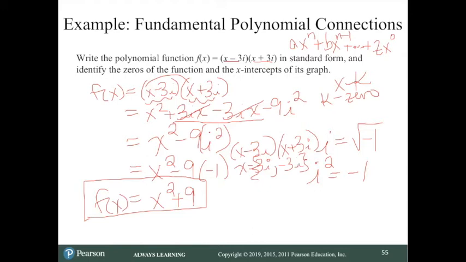And then lastly, we want to talk about x-intercepts. Well, for this function, we had no real zeros. They were only non-real, or complex non-real, zeros. And since we said non-real zeros are not x-intercepts, we have no x-intercepts.